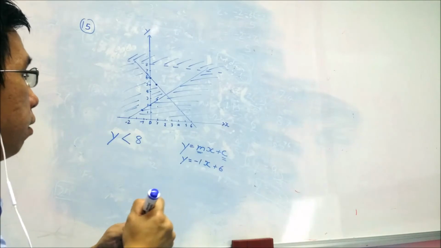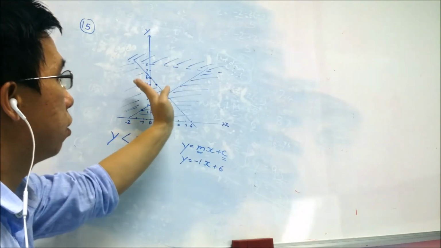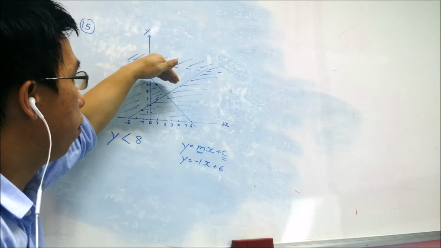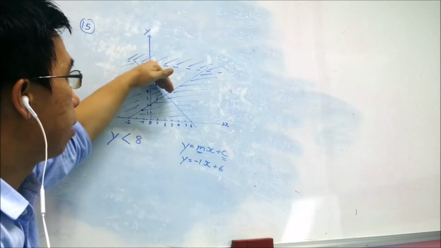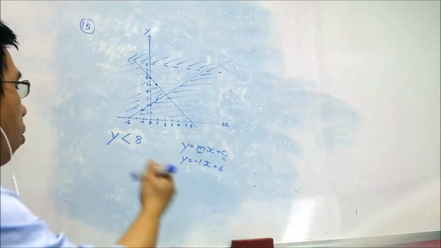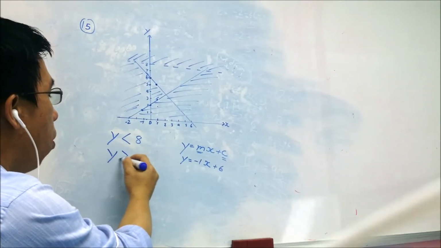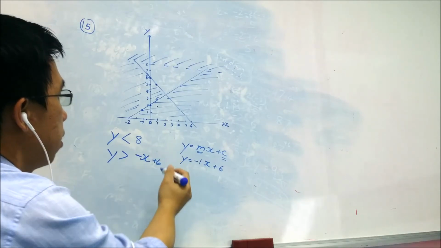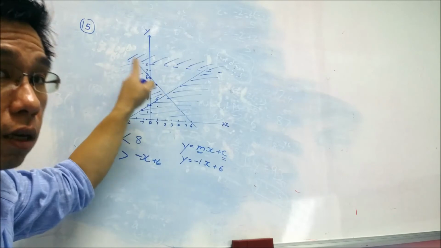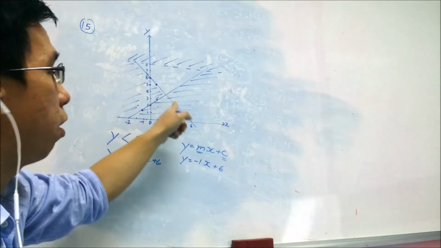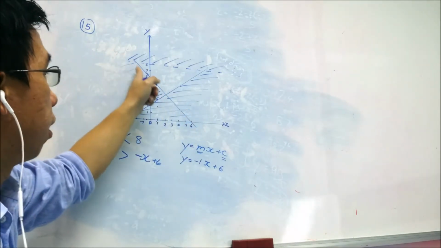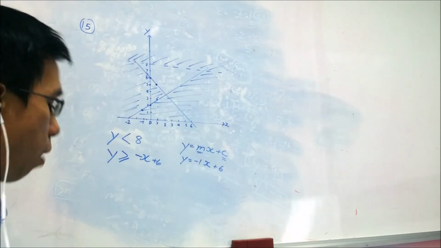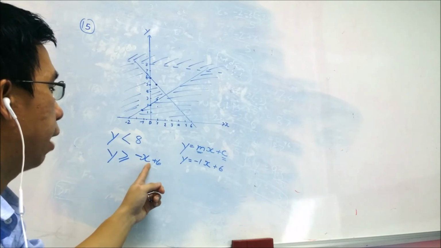But now again, we are looking at the unshaded region, which is above the line, which means the inequality for this line is y is more than negative x plus 6. But since it is a solid line, not the dotted line, it always has the equal sign. So y is more than or equal to negative x plus 6.